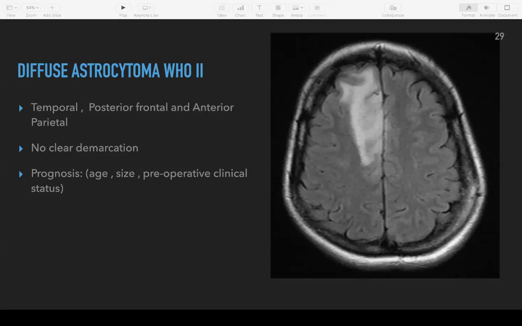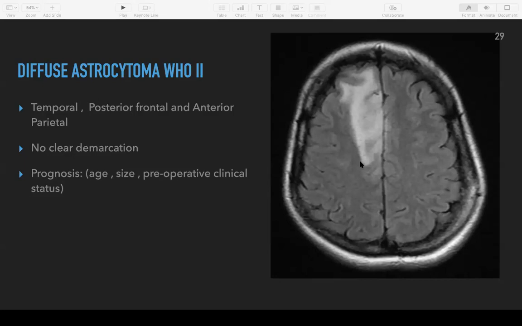And by definition, as it is diffuse, there is no clear demarcation. Yes, you can say that this is the white and this is the gray. However, either by imaging or inside the surgery, it is very difficult to identify the tumor edges from the white matter and the normal brain. So that's why it is diffuse.